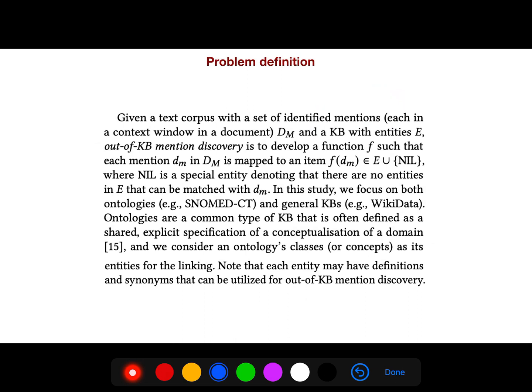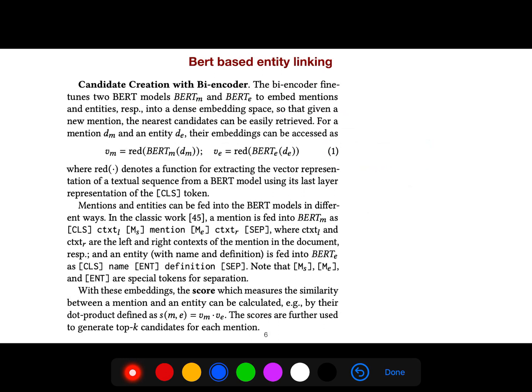And so given a text with a set of identified mentions, the out-of-knowledge-base discovery is to develop a function such that each mention is mapped to some entities, and some of them are mapped, of course, to the NIL, which is a special entity for when we couldn't find it.